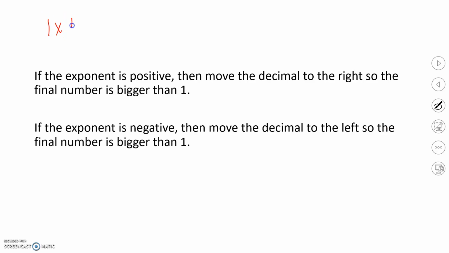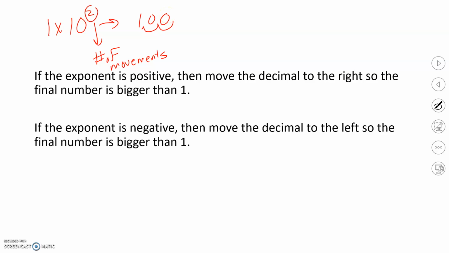So if I have 1 times 10 to the second, this number should be bigger than 1 because our exponent is positive. So my number is 1.0. Now, the 2 tells us the number of movements. We're basically working backwards from the steps of writing standard notation into scientific. So 1, 2. Then we just fill in the zeros. So that means that's our number.